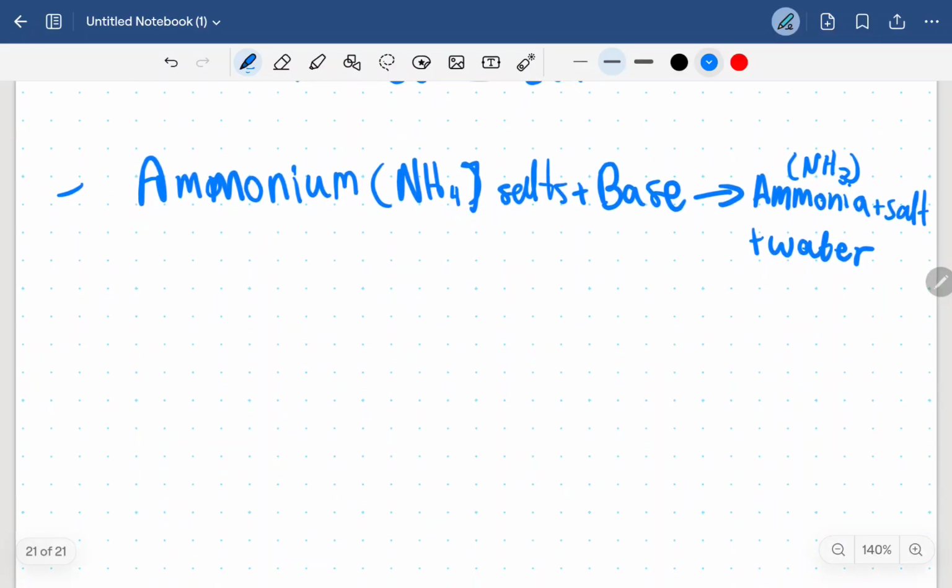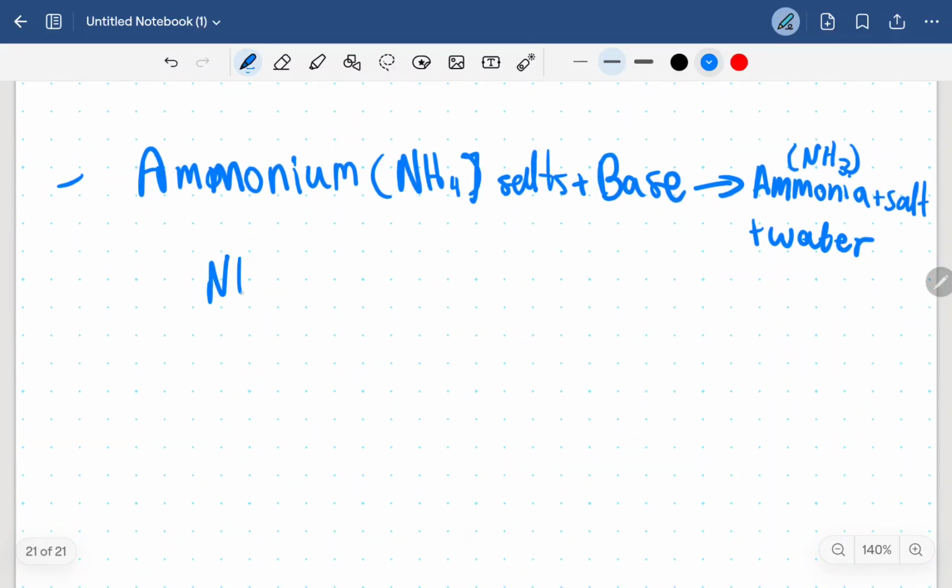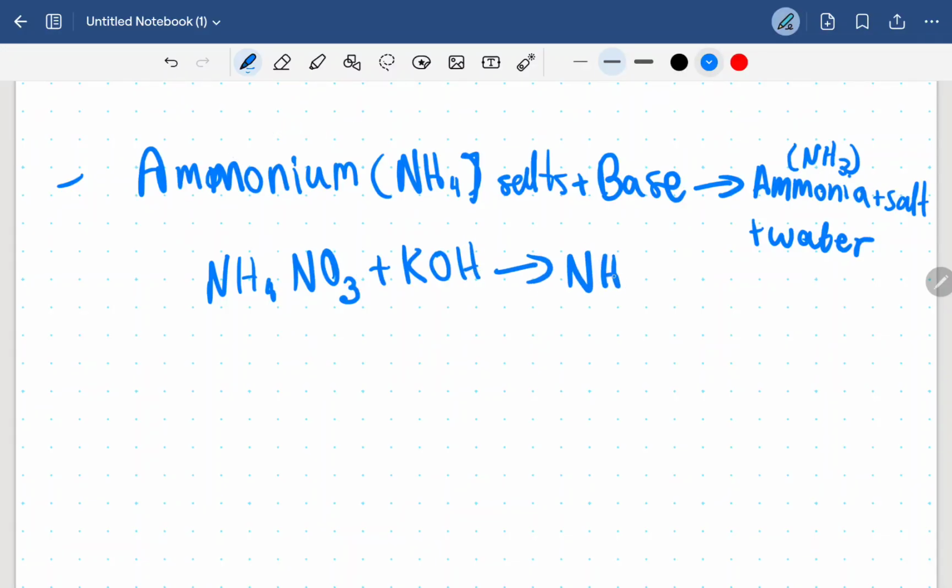An example of a reaction with ammonia would be NH4NO3 plus KOH, which is our base, would give off NH3 plus KNO3, or potassium nitrate, plus water, H2O. This is an example of a reaction with a base.